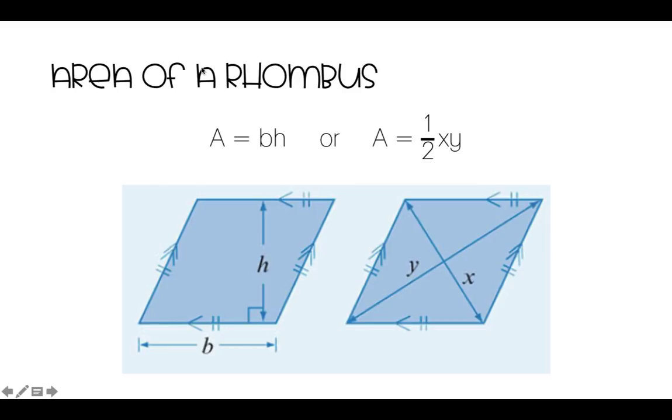Last one is a rhombus. Now there are two ways to calculate the area of a rhombus. We can calculate it like we do a parallelogram, because this is essentially a parallelogram. It's just that all 4 lengths are the same. So we can use our base and our height. Or we can calculate it like our kite, where all 4 lengths are the same, but we use point to point, so using 1/2 x times y. Let's do 2 examples here.